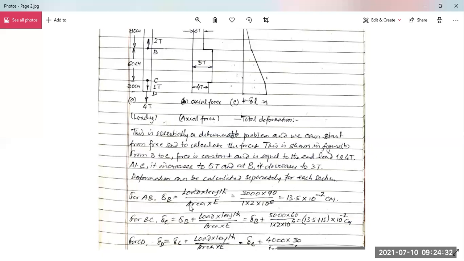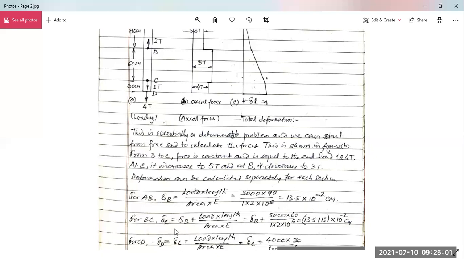Thus, for AB, the load into length divided by area into E. We know the load at AB is only 3 ton. Delta B, the elongation at the point B, is equal to the effect of 3 ton into the length, which is 90 centimeter, divided by the area into Young's modulus, which is given as 2 into 10 to the power 6. So we got delta B, the elongation, equal to 13.5 into 10 to the power minus 2 centimeter.